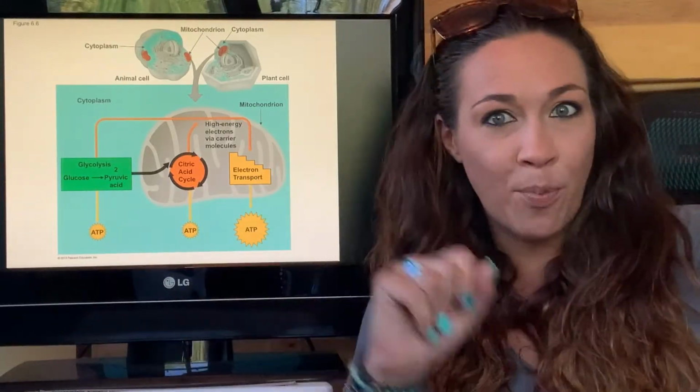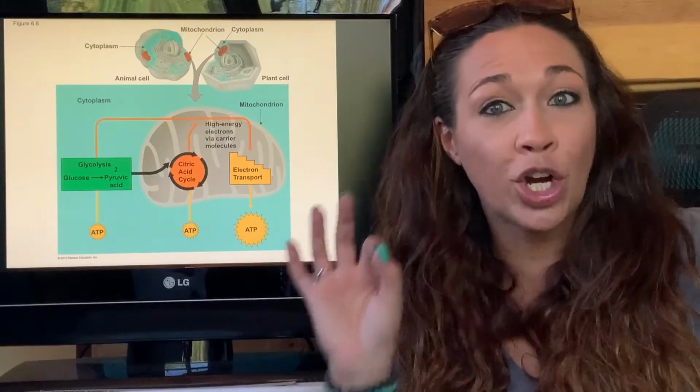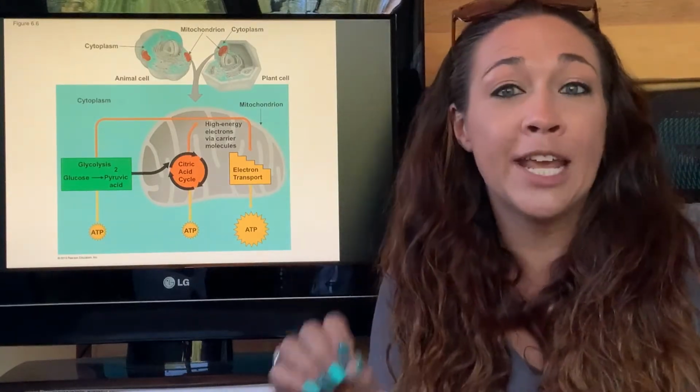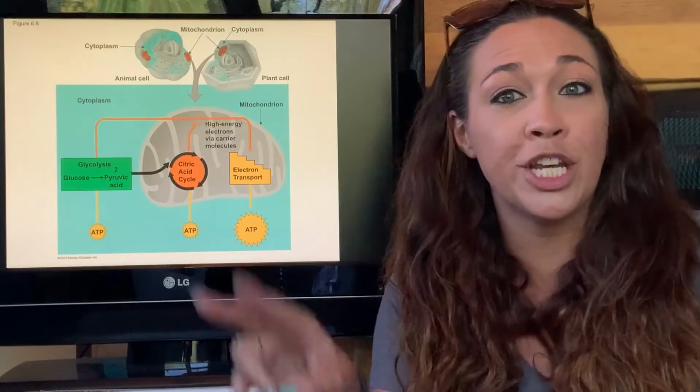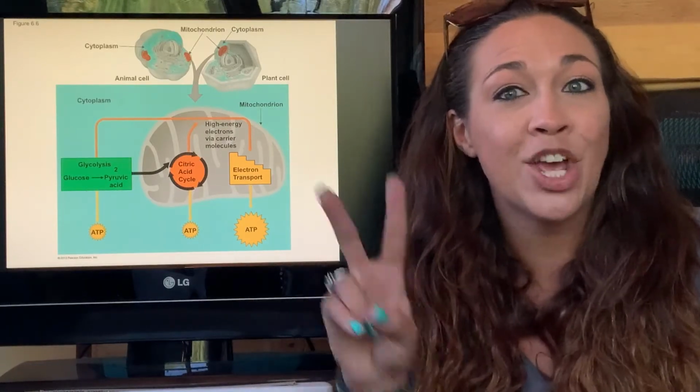So again, step 1, glycolysis occurs in the cytoplasm, takes 1 glucose molecule, turns it into 2 pyruvic acids, and 2 ATP.